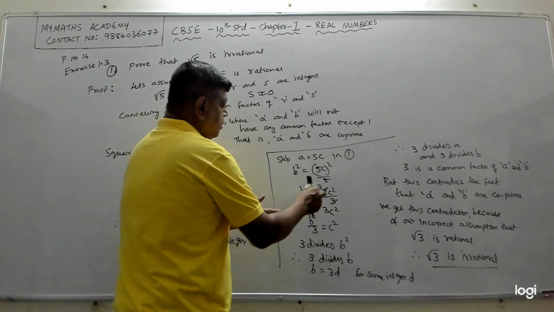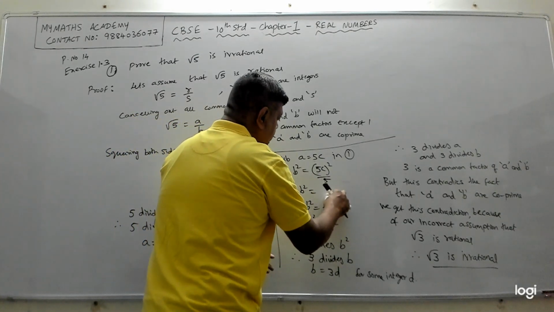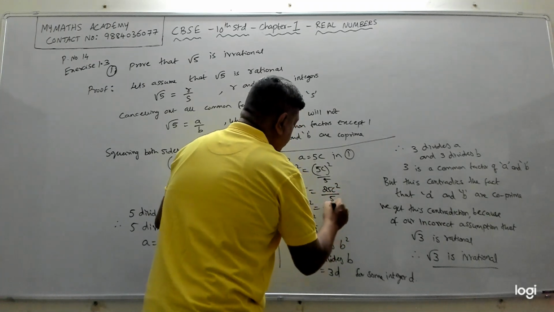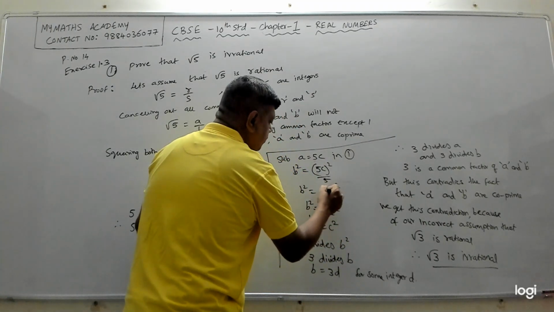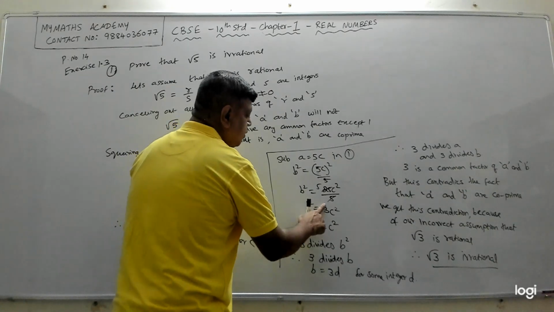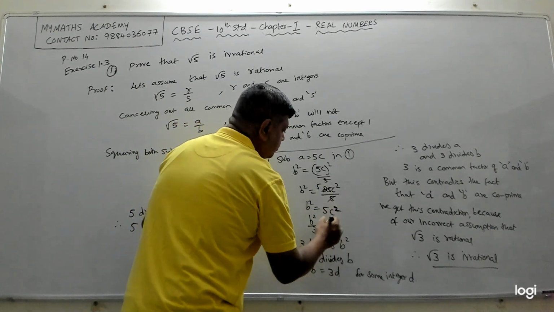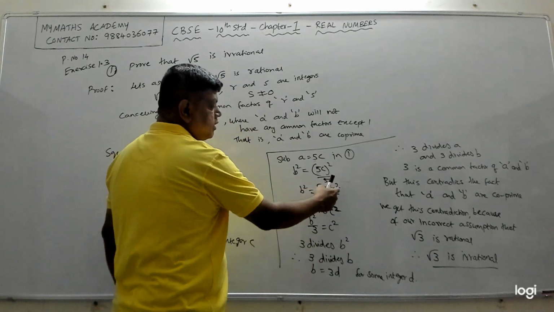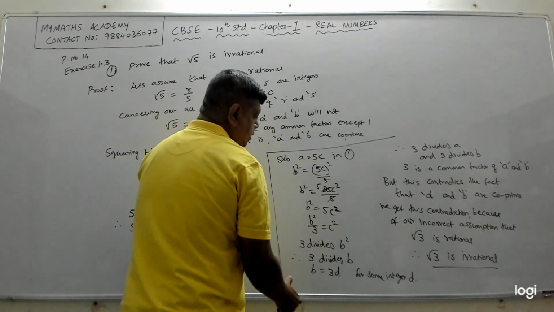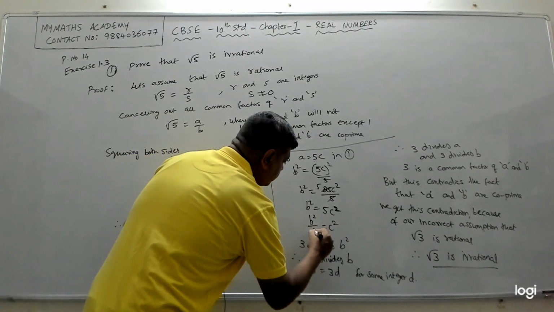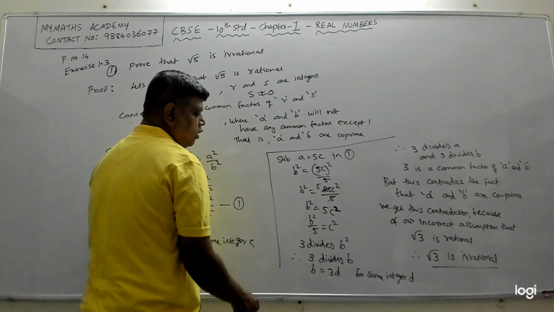Then what do we get? So b square will be equal to 5c the whole square, that will become 25c square by 5. Now 5 1s are 5, 5 5s are 25. So b square will become 5 into c square. Then the 5 comes down. Now what does it say?